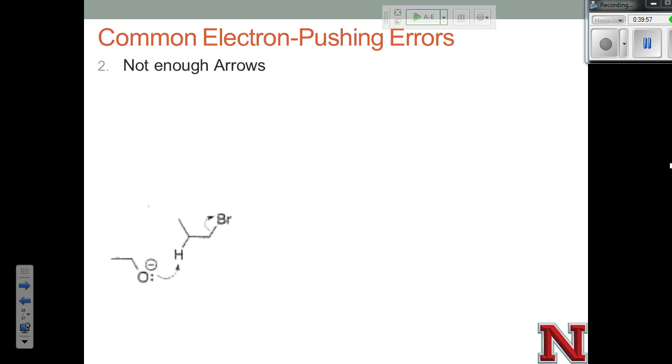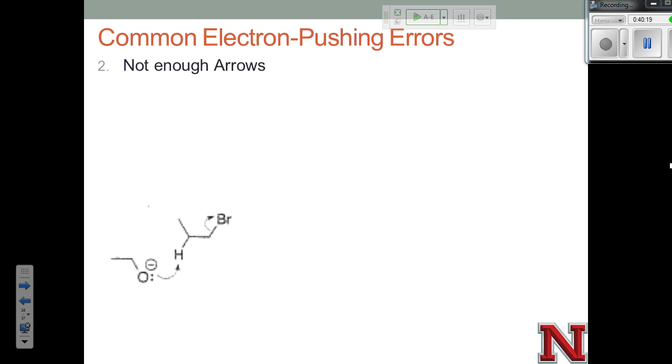The next thing is not enough arrows. Every arrow in our mechanism must represent something. So this is an example where the directionality of the arrows is fine. There's nothing wrong with that. This hydrogen could be deprotonated. This is our base. This is our leaving group. Well, what are we missing?